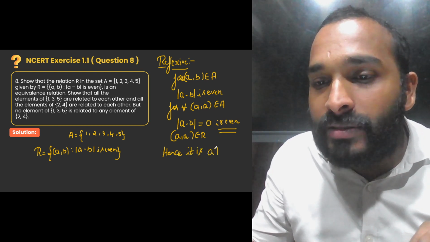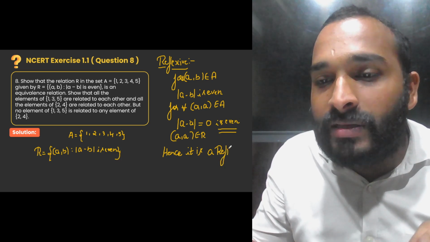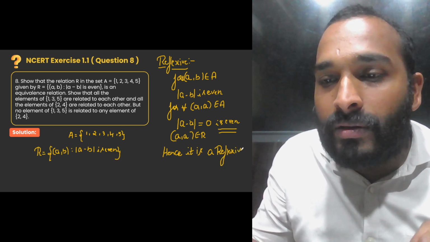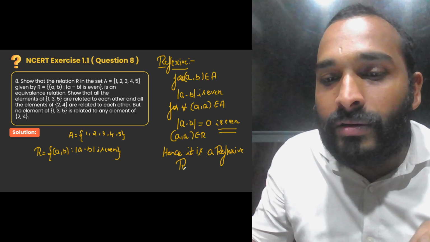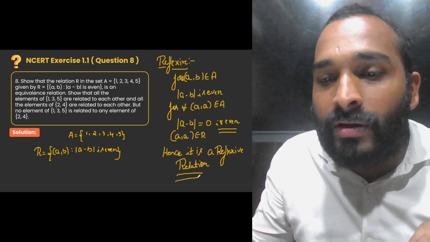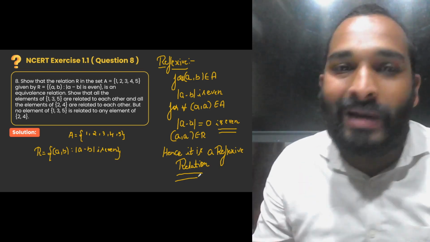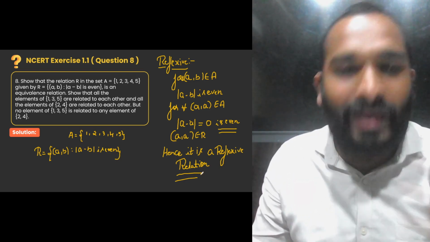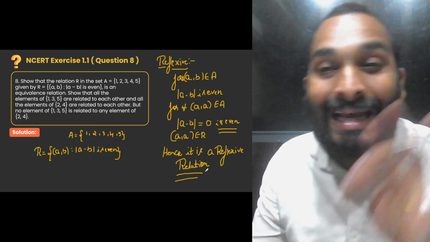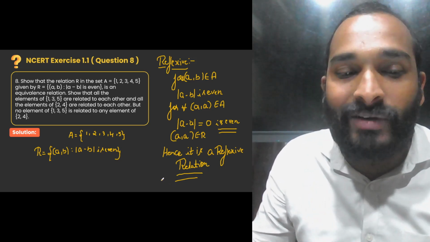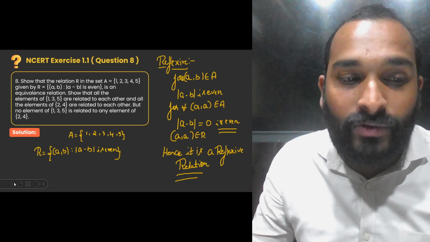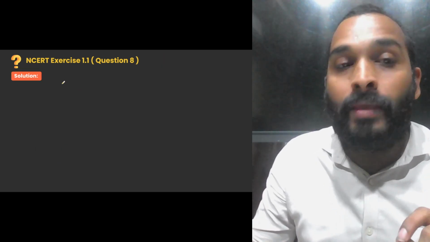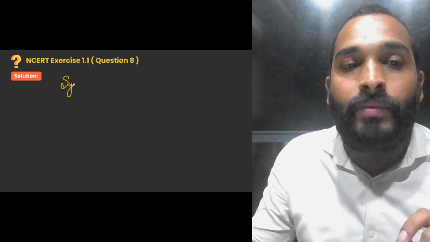It is a reflexive relation. I hope the reflexive part is clear now, because A and A, you take modulus of A minus A, it is always 0, and 0 is always considered to be even. So hence it is a reflexive relation. Now let us try to check for symmetric and transitive.